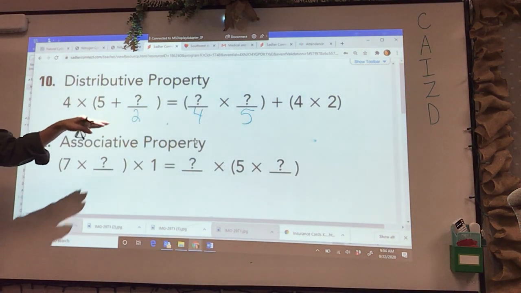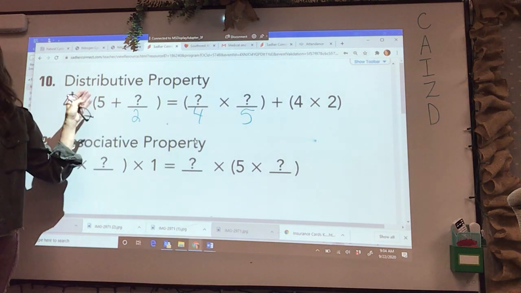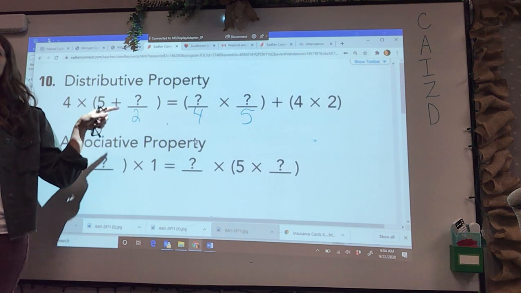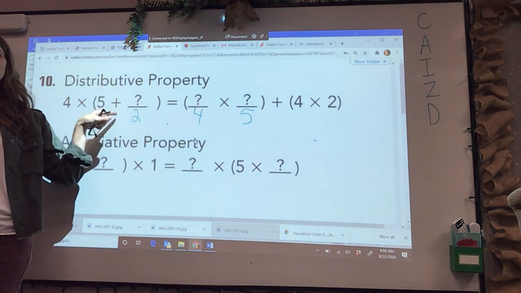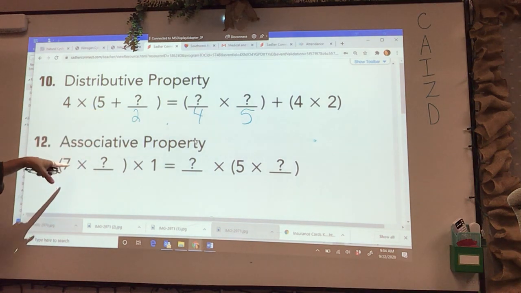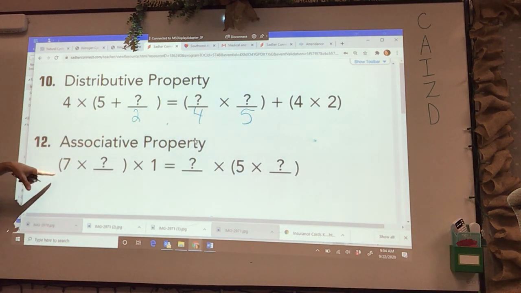Does anybody not see how we got this fill in the blank for the distributive property? That's probably the toughest one to do, going backwards on the distributive property and filling in the blanks. If you've got this, you'll be fine. That's the hardest. Let's do the associative property. Associate means they are the same numbers in the same order, just fill in the blanks. Same numbers, same order.